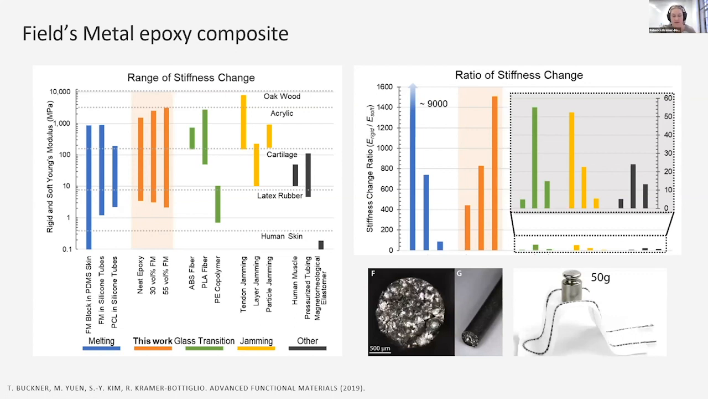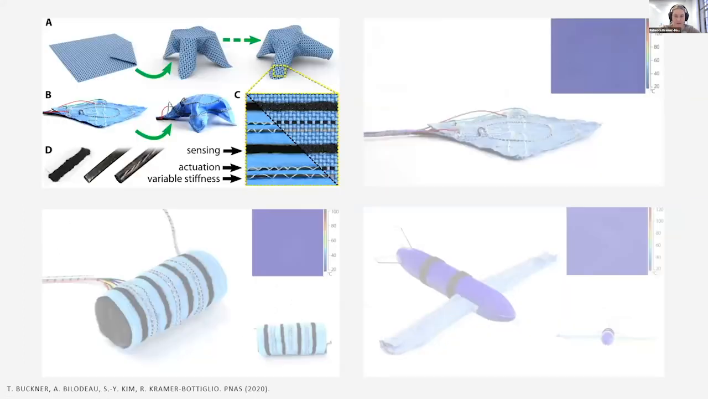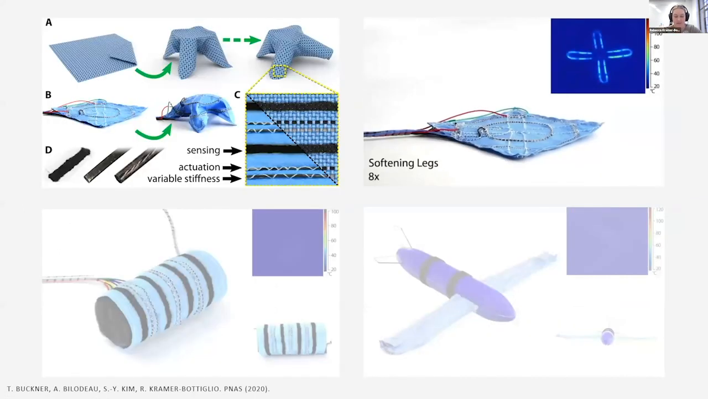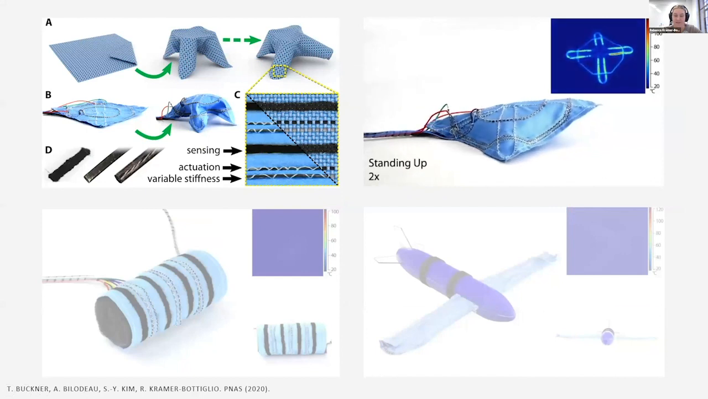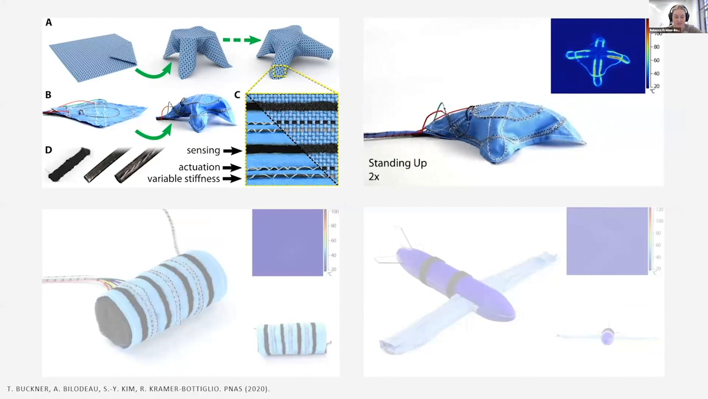And finally, we can fabricate the Field's metal epoxy into fibers by molding it in tubing and then sewing the fibers into fabric. So with the actuation, sensing, and variable stiffness fibers developed, we can now integrate these fibers into robotic fabrics. And we developed these three demonstrations.